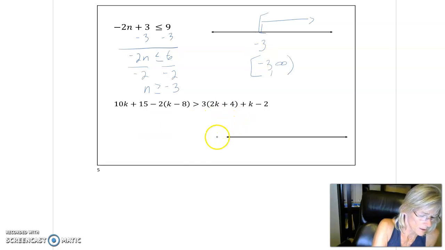All right, so this is a really long one, but we're still going to solve it. So we're going to do everything on the left. I get 10k plus 15. Distribute my -2. Distribute my -2. Distribute my 3.